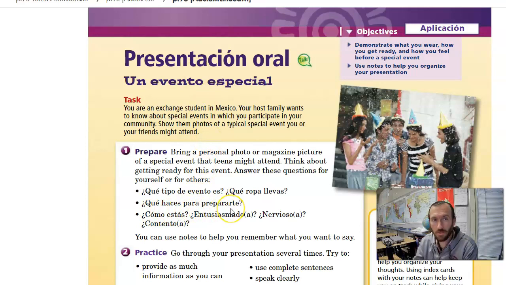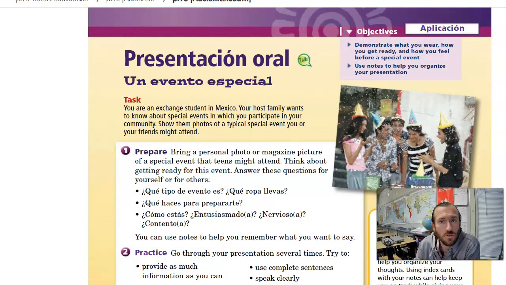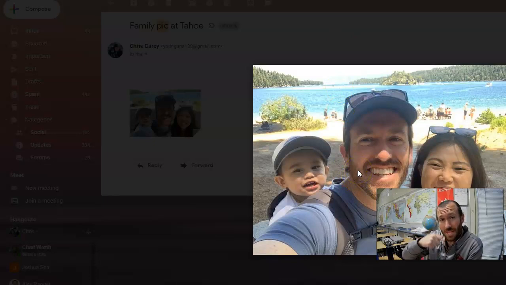¿Qué haces para prepararte? What did I do to prepare myself for this event? Well, nothing special. Me cepillo los dientes. Where's that picture? Me cepillo los dientes. Me lavo la cara. Me ducho. Me visto. Didn't do my hair or anything special. Me cepillo los dientes. Me lavo la cara. Me ducho. Y me visto. So pull some of that daily routine vocabulary that you used for your project from last quarter.